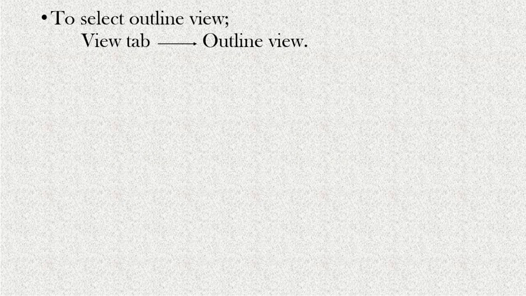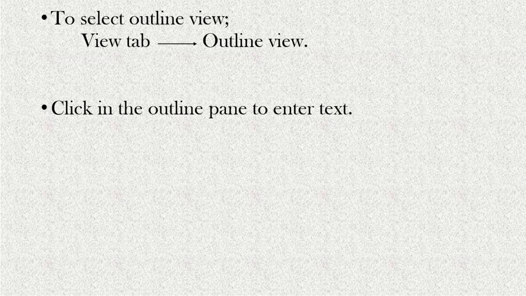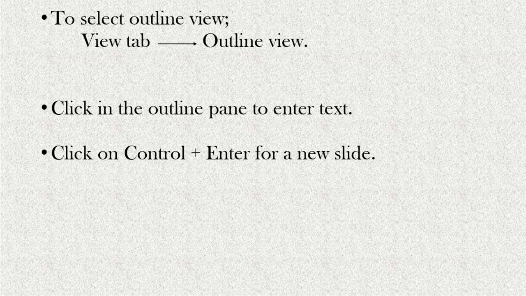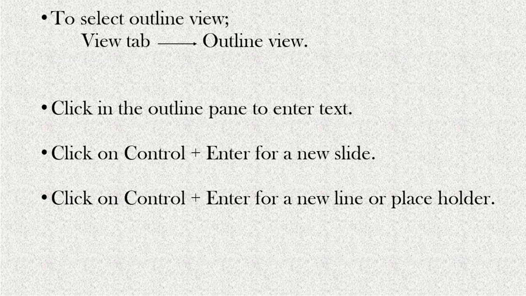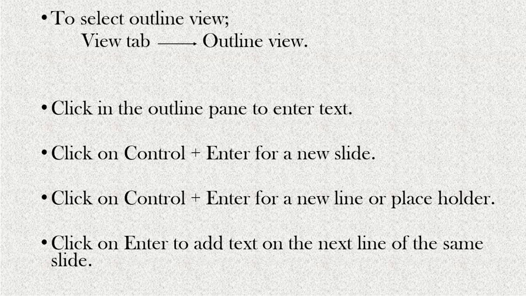Time for a short recap. First, go to View tab and select Outline View. Click in the outline pane to enter text. Click on Ctrl+Enter for a new slide. Click on Ctrl+Enter for a new line or placeholder. Click on Enter to add text on the next line of the same slide.